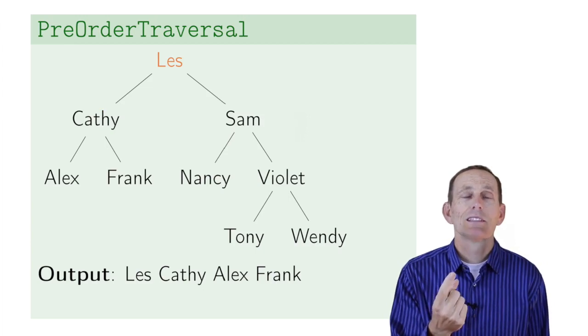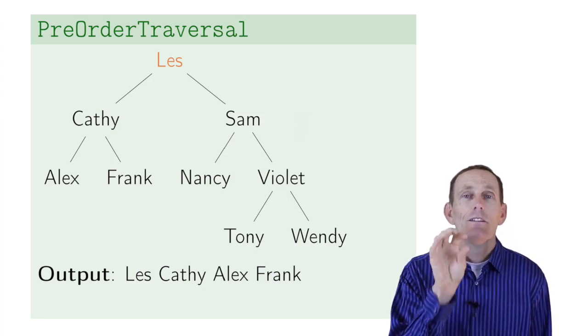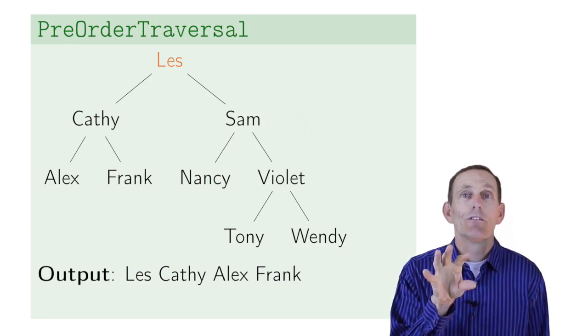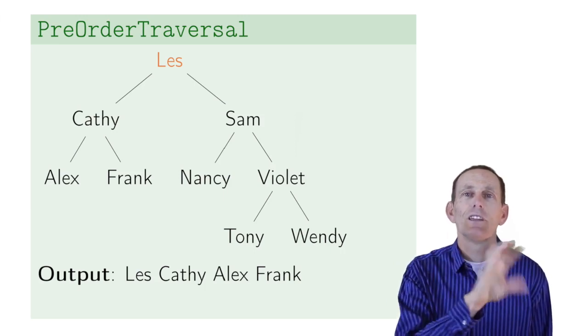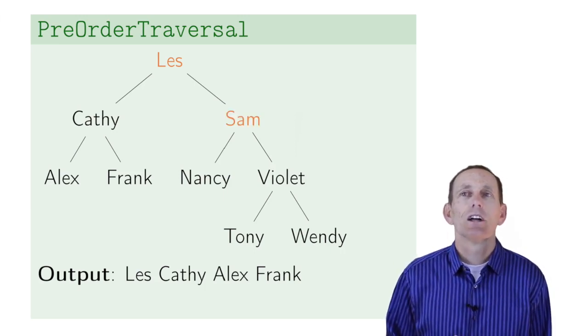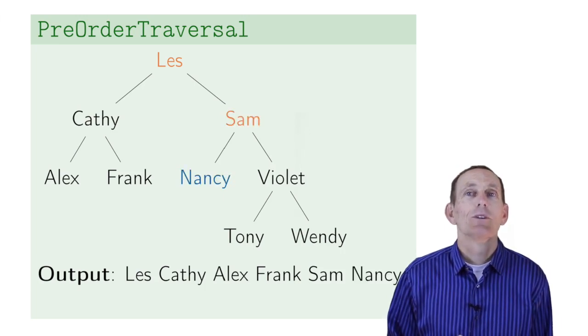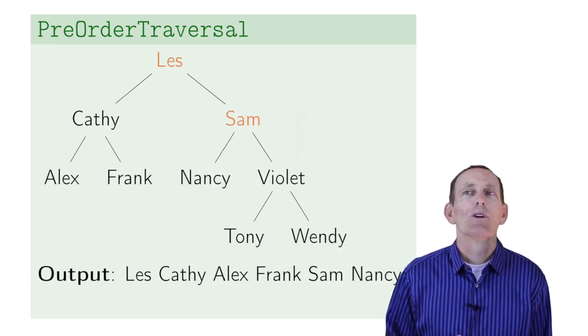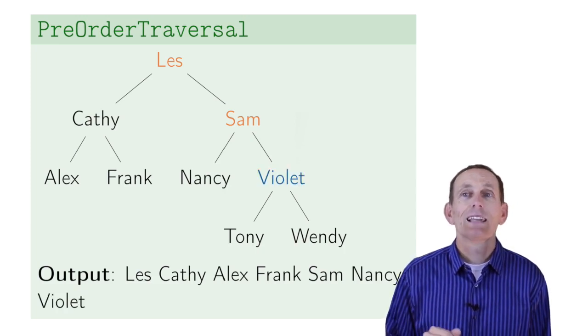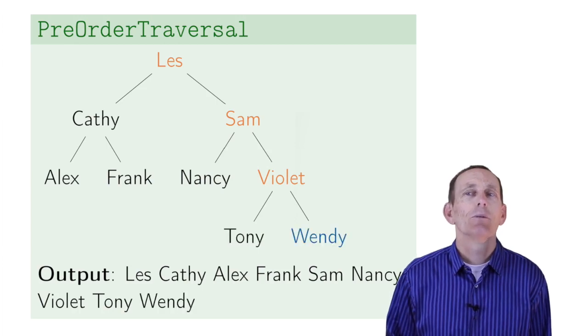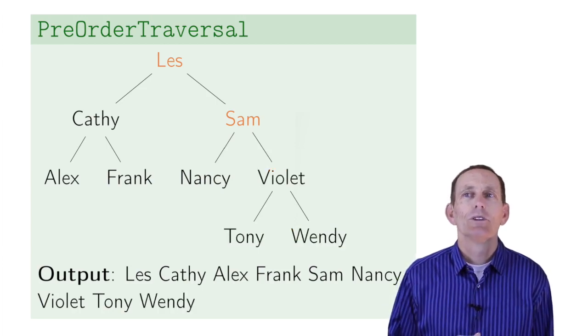We've already printed Les. We've already visited or traversed Les's left child. Now we need to traverse Les's right child. So that'll be Sam, which we'll print out, and then we'll go to Nancy, which we'll print out. We'll go back up to Sam and then to Violet, and we will print Violet, and then print Violet's children, which will be Tony and Wendy. And then return back up the tree.